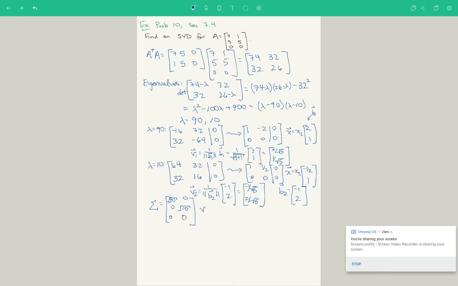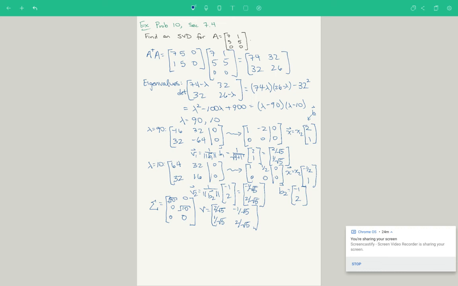And then our matrix V should be those vectors that we already found. So our first column should be the one corresponding to 90 because that's what we put in our first spot of sigma. So it was 2 over square root of 5, 1 over square root of 5. And then our second column is going to be our second eigenvector that we found, which was minus 1 over square root of 5, 2 over square root of 5. So we found our V and we found our sigma. We're so close to being done. We just need to find our U.